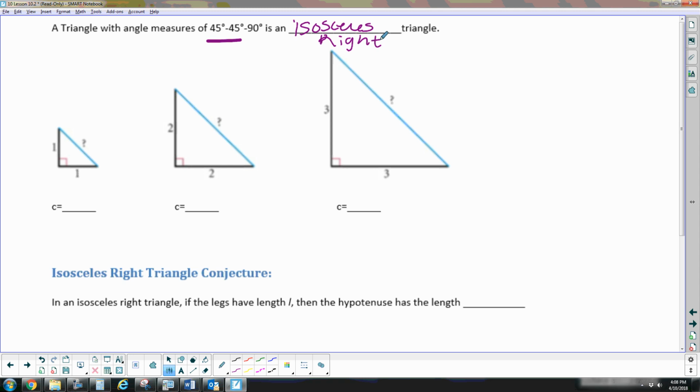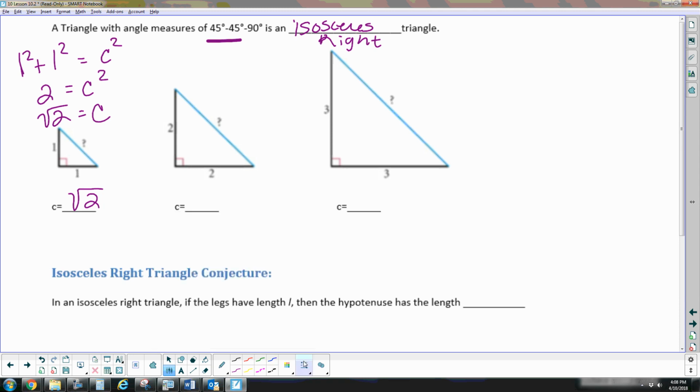So let's look at the Pythagorean theorem to find the hypotenuse of these three specific triangles. In this first one, we're going to look at a squared plus b squared equals c squared. So 1 squared plus 1 squared is 2. So the square root of 2 is equal to c. Now with some of these, you have to remember your properties of radicals from algebra. But let's take a look at the second one.